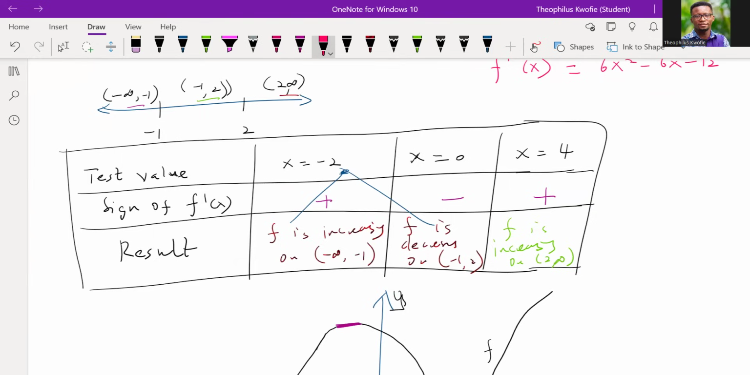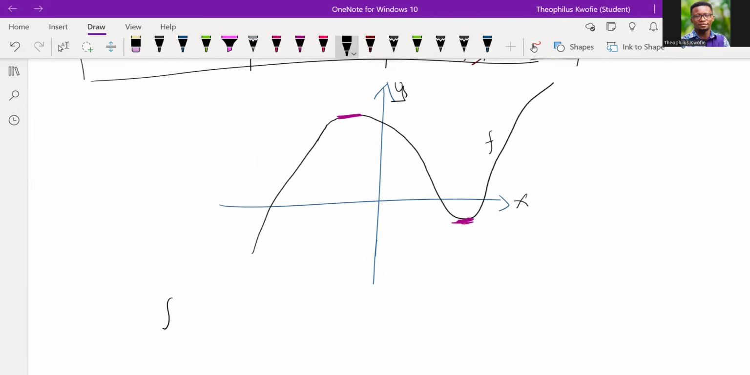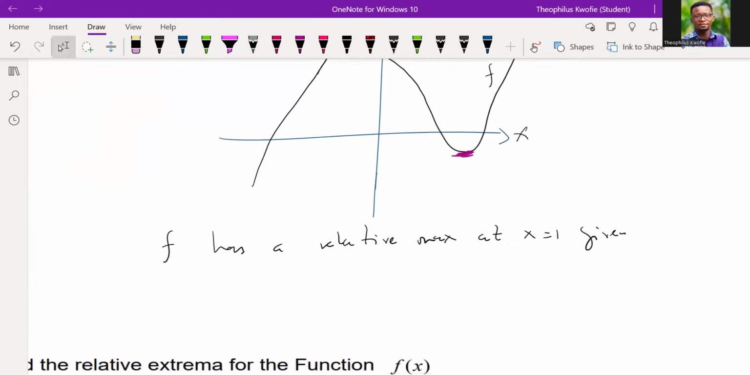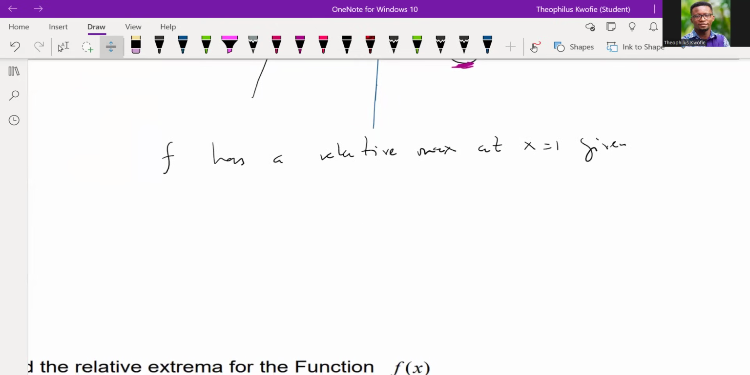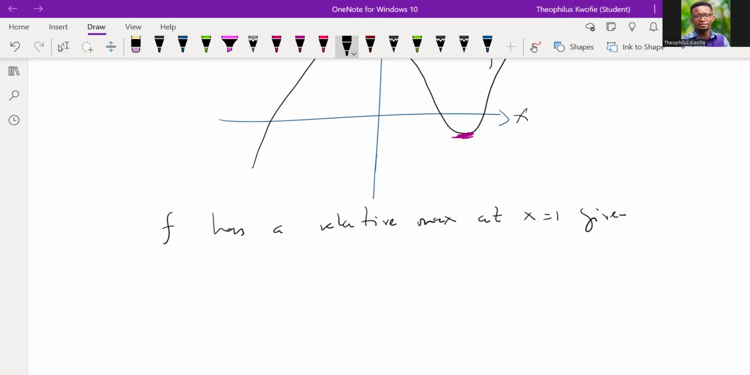So which indicates a relative minimum at that point. Okay, I want us to take note of that. So we say that f has a relative maximum at x equal to -1, which is given by... now you're going to plug that value into the main function.